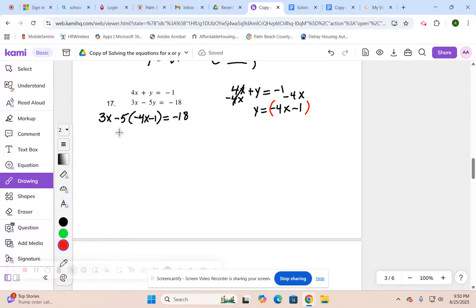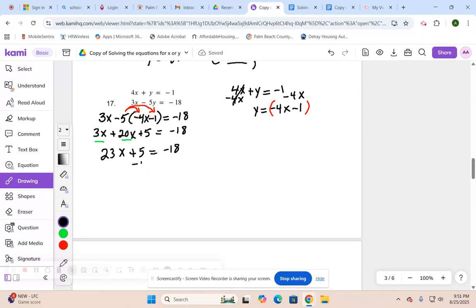Now you know the next step we have to distribute to get rid of the parentheses. So we'll have 3x plus 20, because we have a negative times a negative, 20x. And then we have a negative times a negative again, that's going to be positive 5 equals negative 18. Okay, you see we have 3x and 20x. These are like terms that can combine to give us 23x plus 5 equals negative 18.